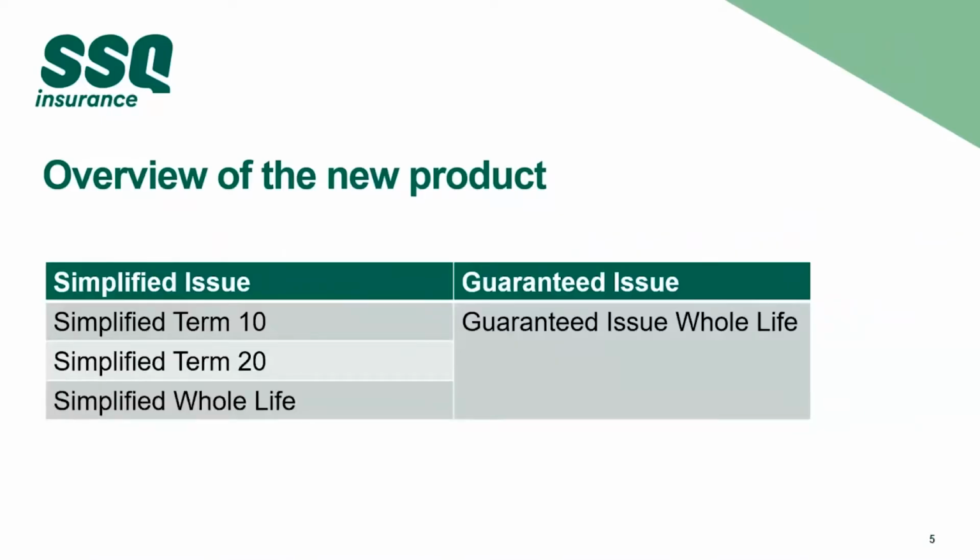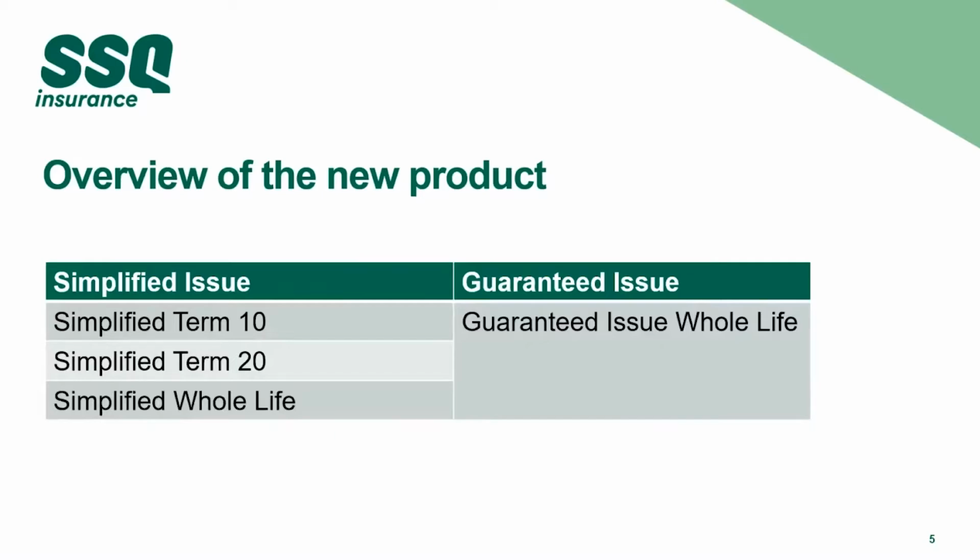So the product name indicates the type of coverage it is. In the simplified line, we have two term coverages. So the simplified term 10, the simplified term 20, and one whole life. For a guaranteed issue, it's whole life only. By having the coverage in the name, it avoids errors and it works well with our current product line.